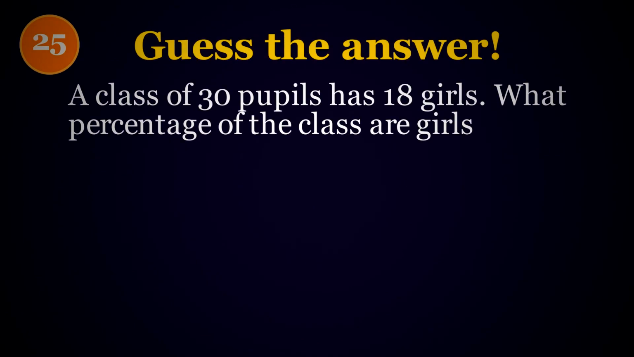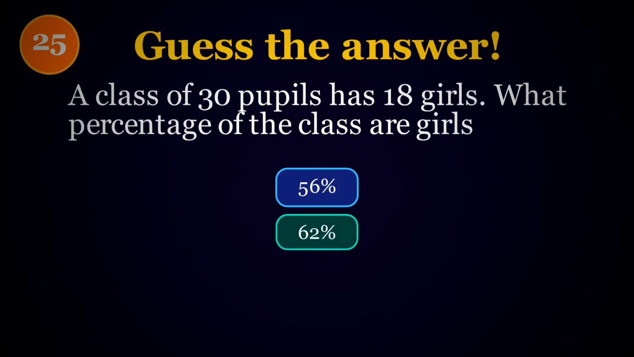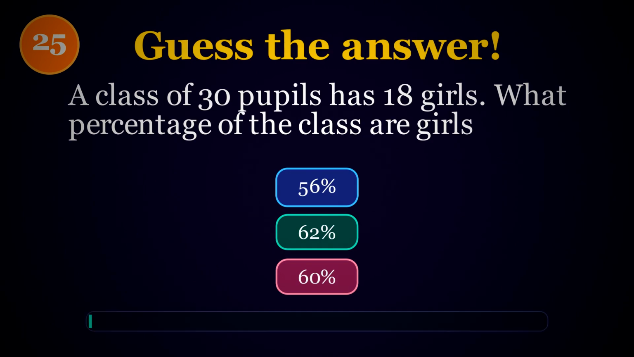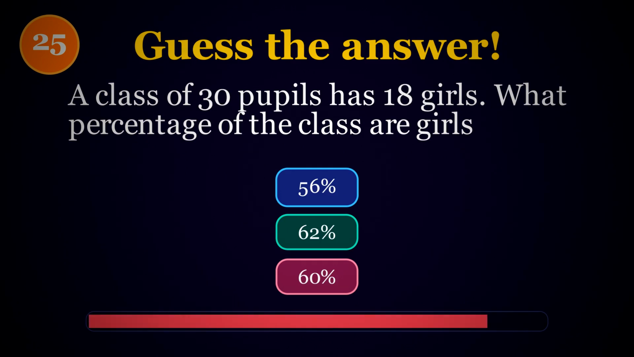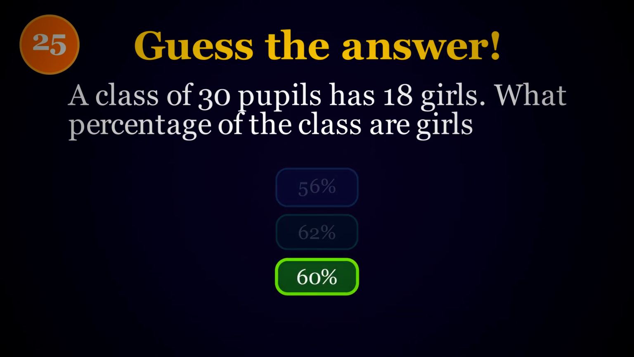A class of 30 pupils has 18 girls. What percentage of the class are girls? 56%, 62%, 60%. The correct answer is 60%.